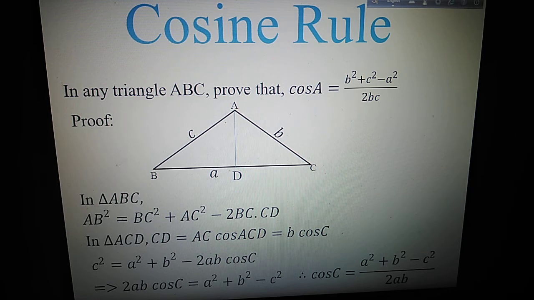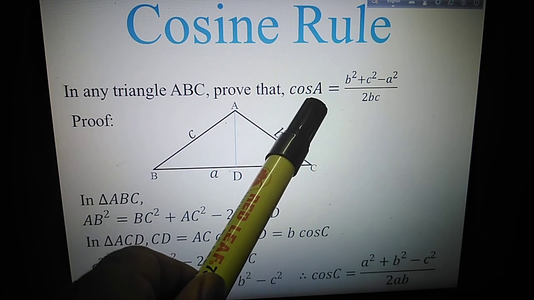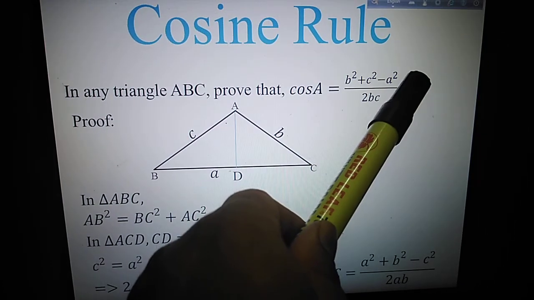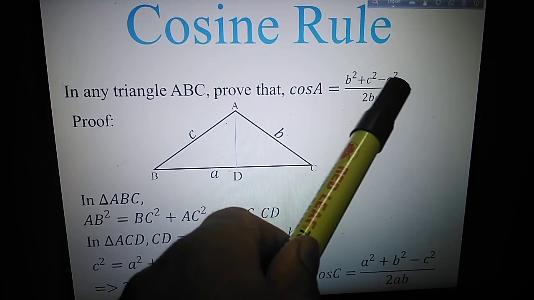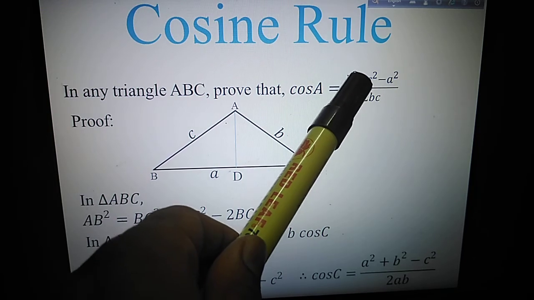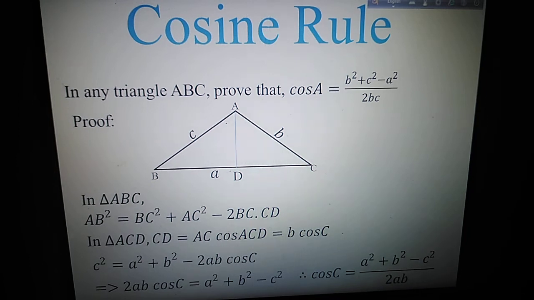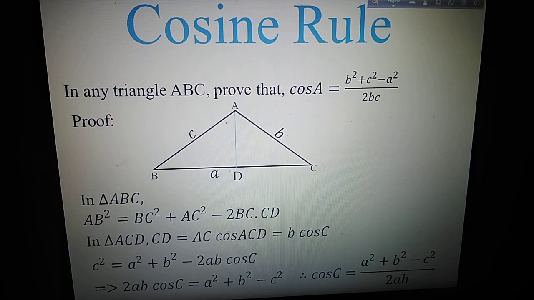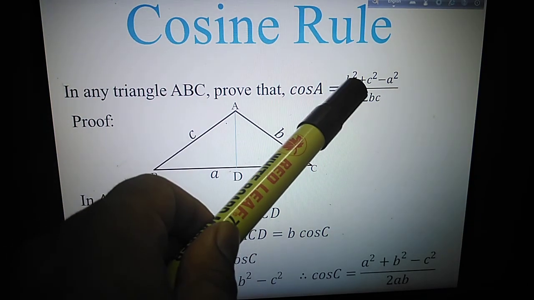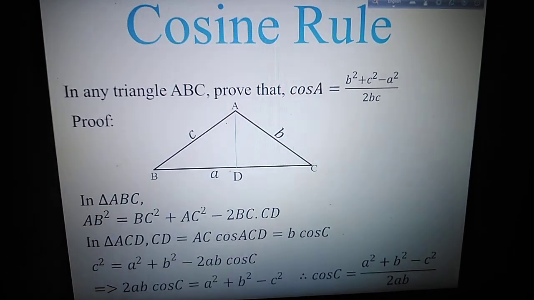We have to use this rule: cos A equals b square plus c square minus a square by 2bc. If it is cos B, then instead of b square we have to put the negative. It will be c square plus a square minus b square divided by 2ca. And for cos C, we will get a square plus b square minus c square divided by 2ab. So it is the system.